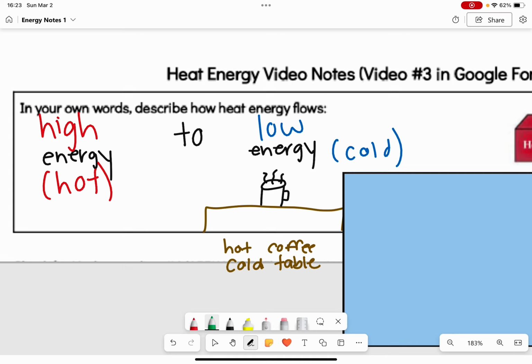And when you show it using arrows, you always start at where it's high energy and point to where it's low energy, because you're showing where the energy moves or where it's going to.